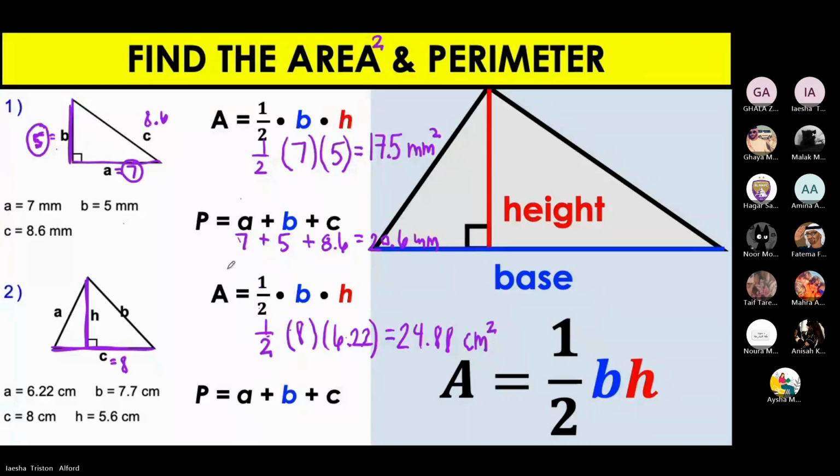If we want the perimeter, we add the sides. So side A, 6.22, plus side B, 7.7, plus C is 8. Equals 21.92 centimeters. Okay.